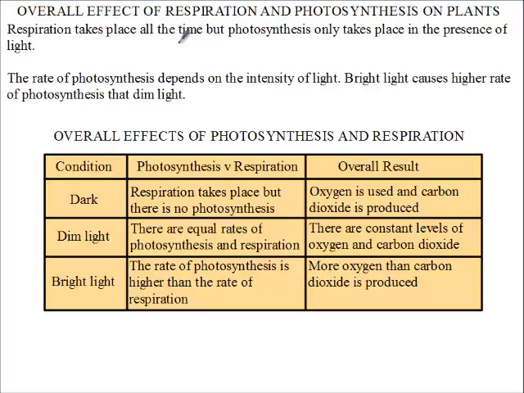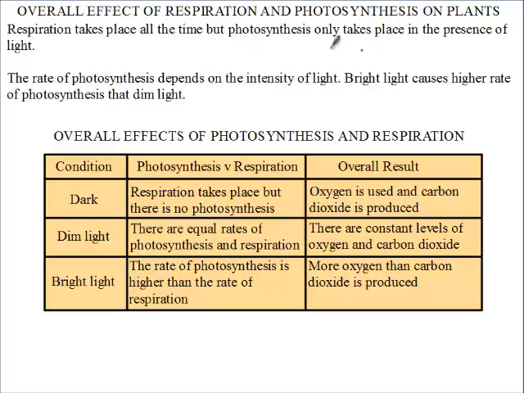Respiration takes place all the time. All the time, the glucose is being broken down to release energy. Now, at certain points in the day, more glucose will be broken down. At other points, less glucose will be broken down. But take note that respiration takes place all the time.